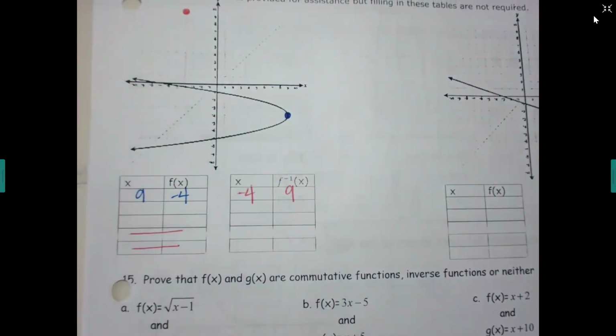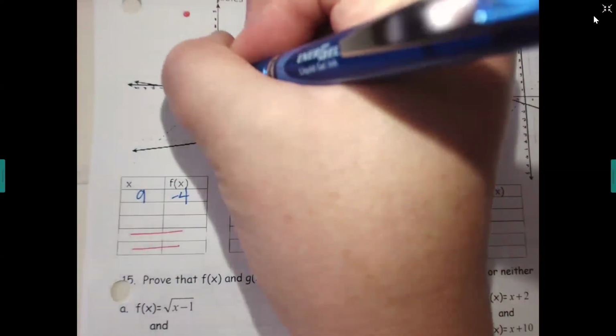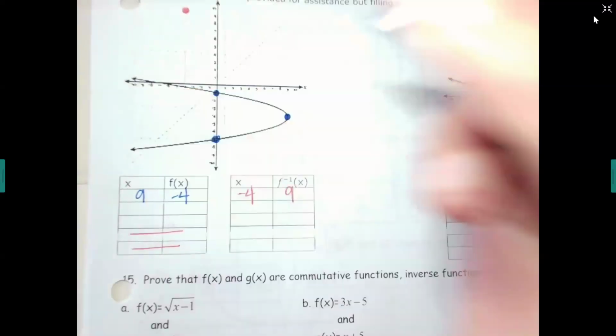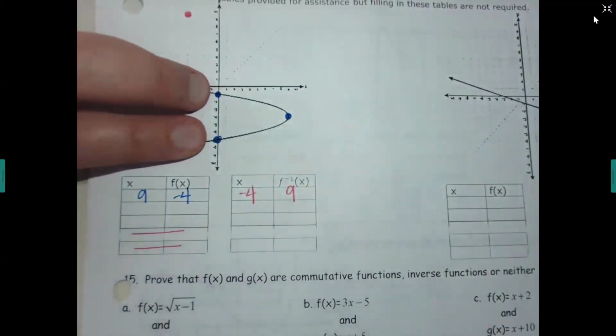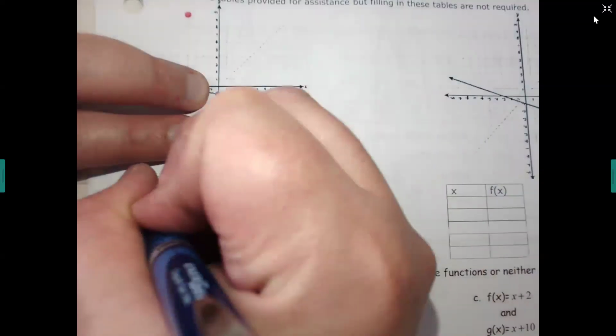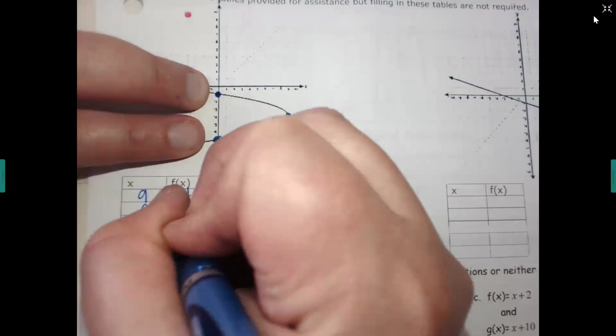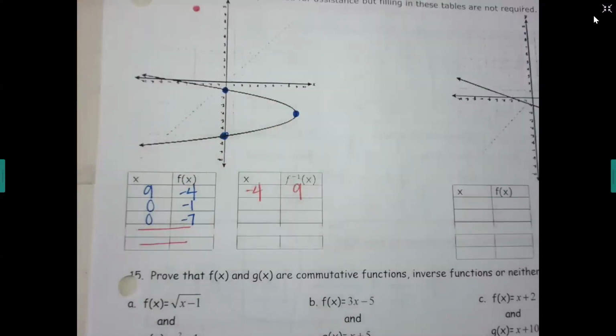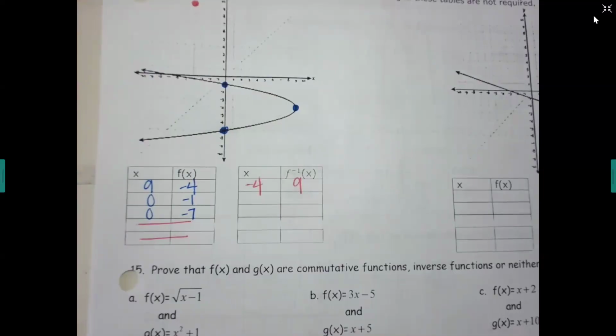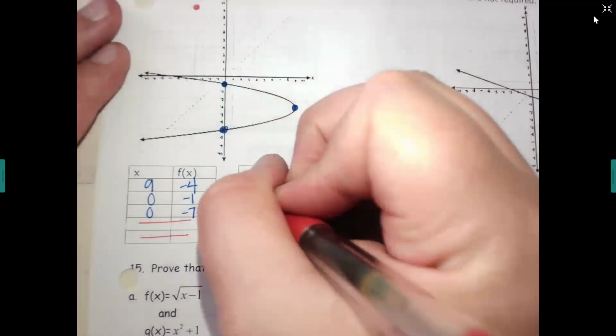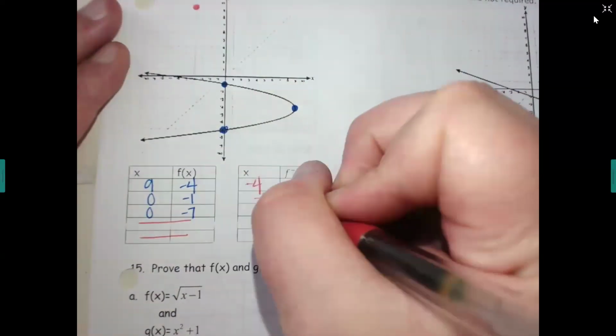The next 2 points that I'm going to have you pick are going to be on the y-axis because they're easy to count even though I don't have the boxes. So this one and this one. So these two right here. First one, what's the ordered pair? 0, -1. And then the other one is 0, -7. And then I'm going to take those ordered pairs and I'm going to flip-flop them backwards. So instead of 0, -1, now it's -1, 0, and -7, 0.